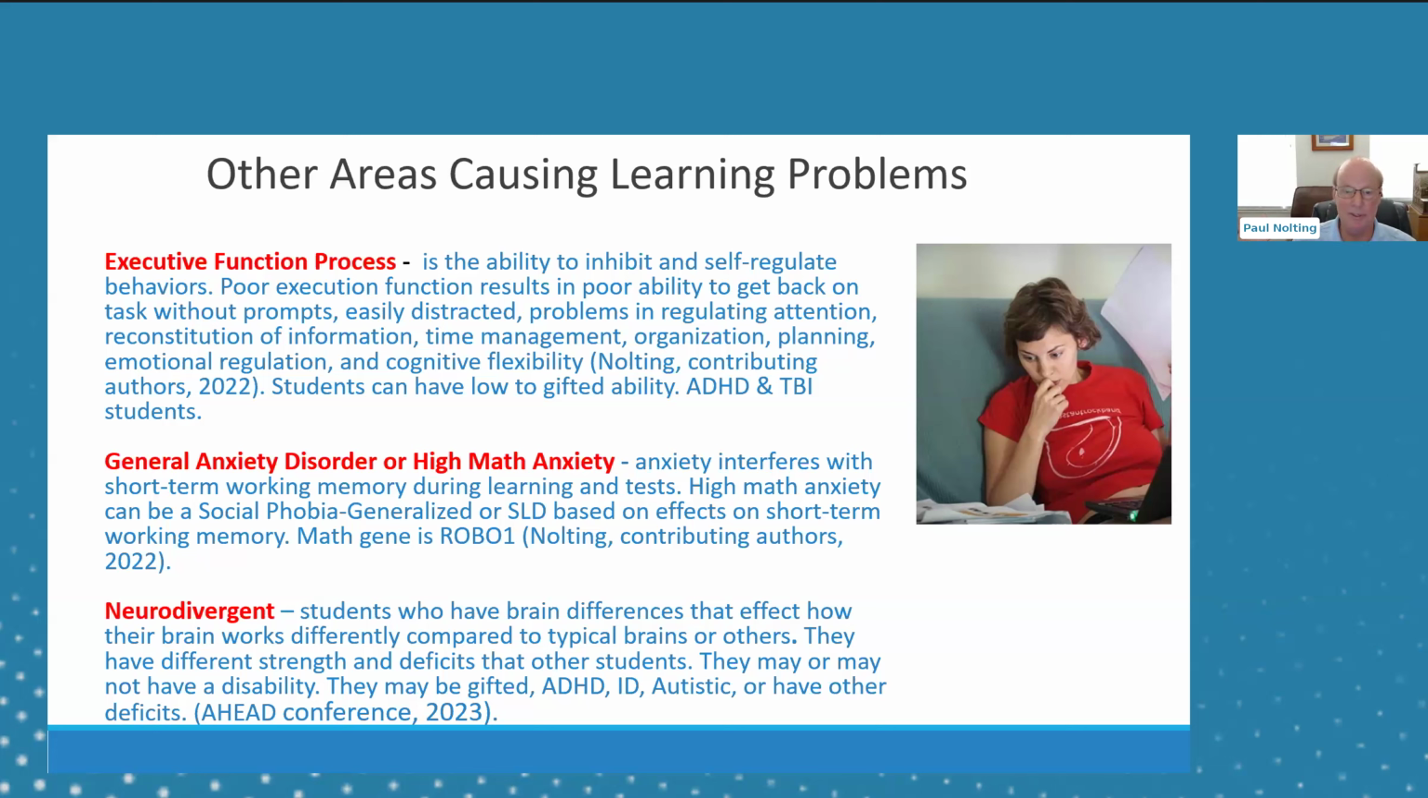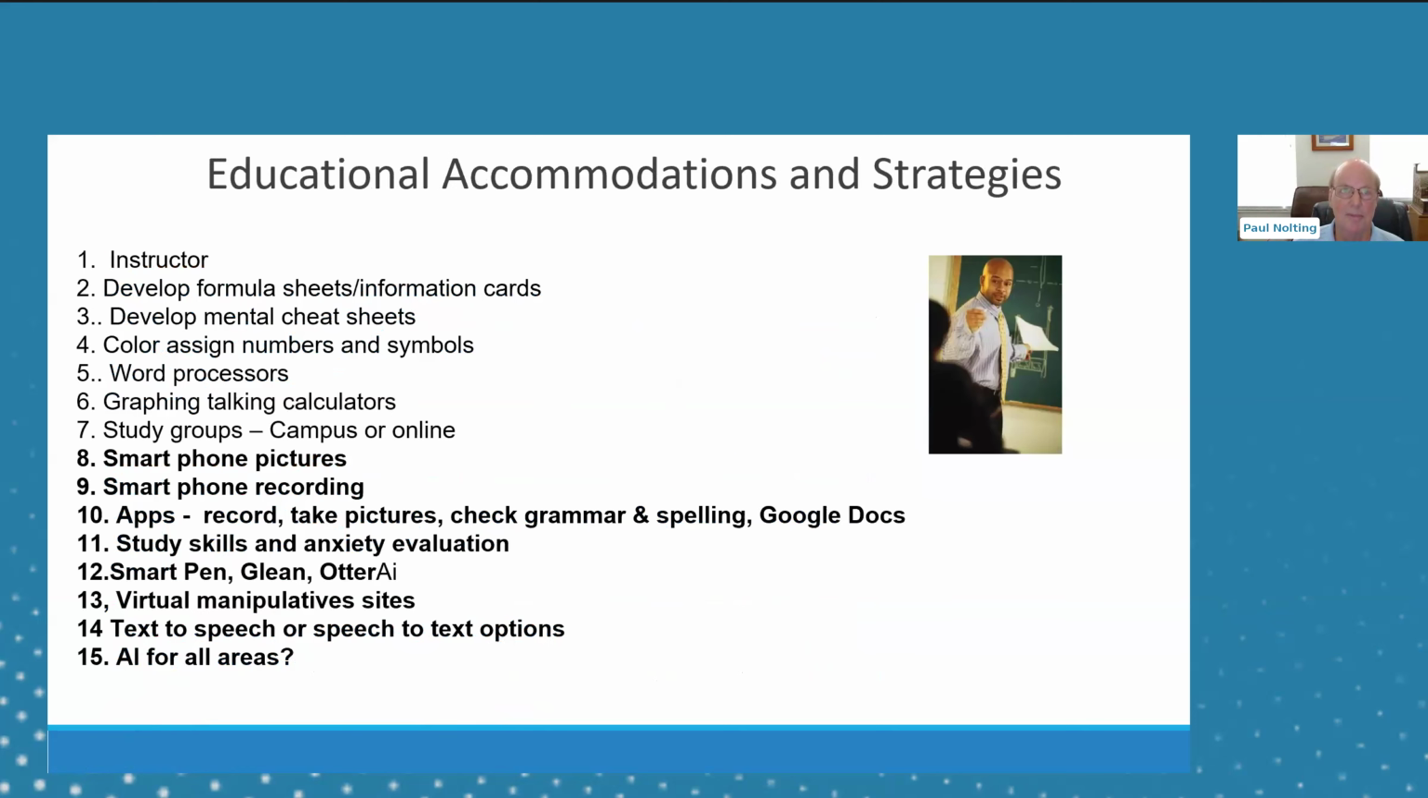Neurodivergent people are gifted. Neurodivergent are people with intellectual disabilities or ADHD or autism. So just watch for that word coming up. Don't be afraid of it. It doesn't mean bad things. It's just that their brain functions differently.